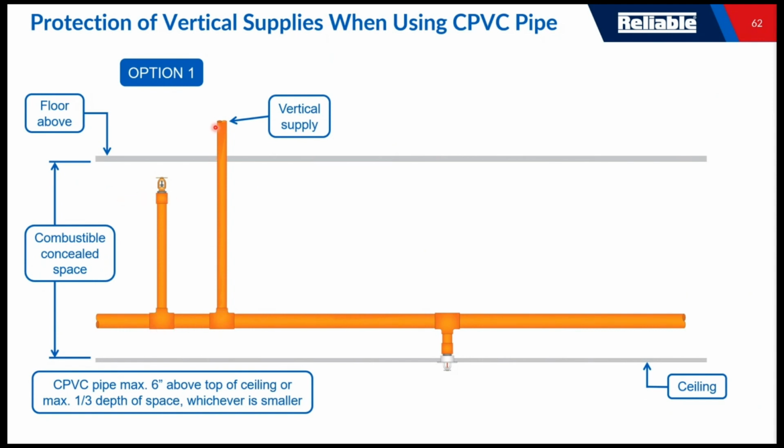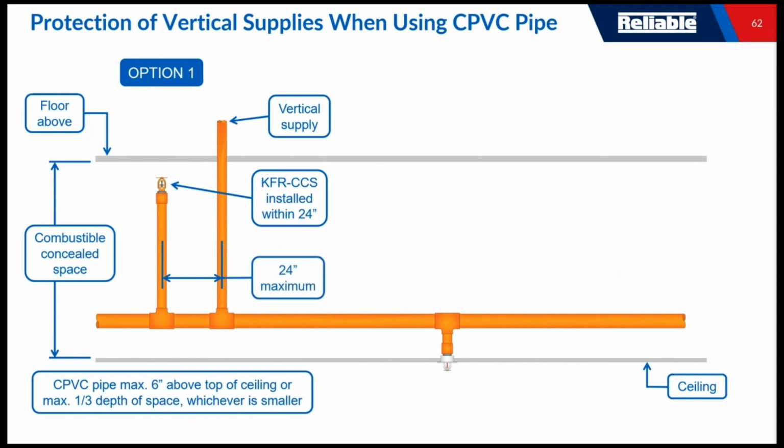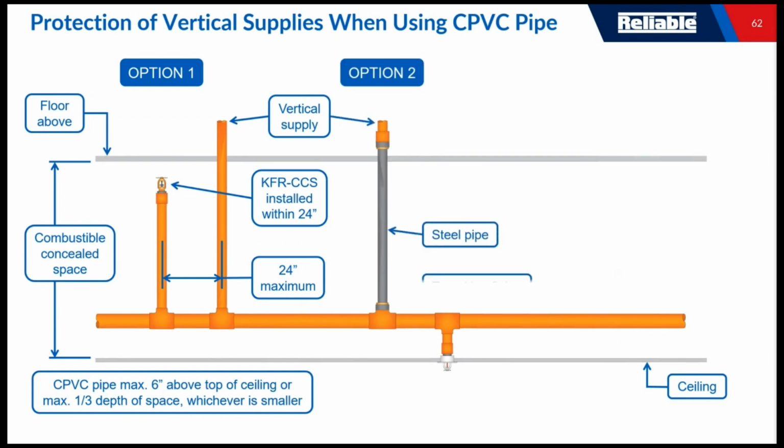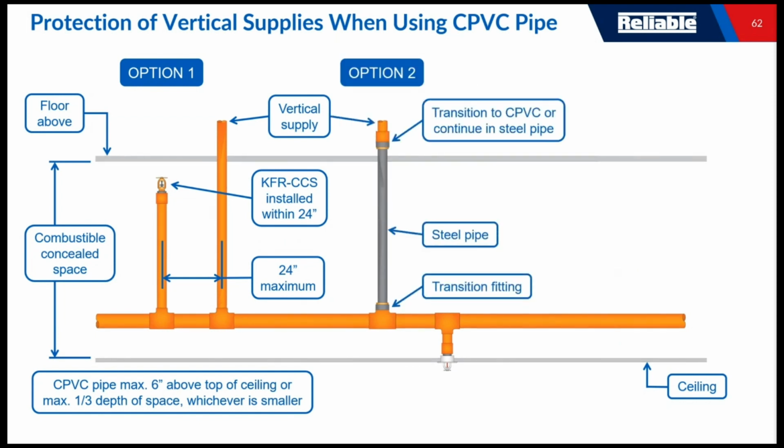But what happened when you went up to another floor? Well, the guidance now that you'll find on the bulletin says that if you have a vertical supply, your first option is make sure that that vertical supply is within 24 inches of a sprinkler that is already part of your layout. And the next thing is if you get further away than that, then you should transition to a more durable material such as steel pipe. And then once you get above the ceiling, you can remain in steel or transition to CPVC. Not an ideal way to approach the situation.